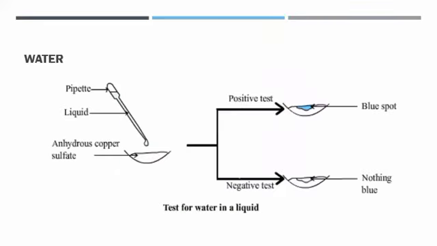Then test for water. We know what anhydrous copper sulfate is. It's a dry white powder. If I add a liquid to it that I want to test if it's water or not, if it is water, a blue spot is formed. What does that blue spot show? That copper sulfate now has water of hydration and it becomes hydrated copper sulfate. So that tests that this is water. If there is no water, then there is nothing blue in your dish.